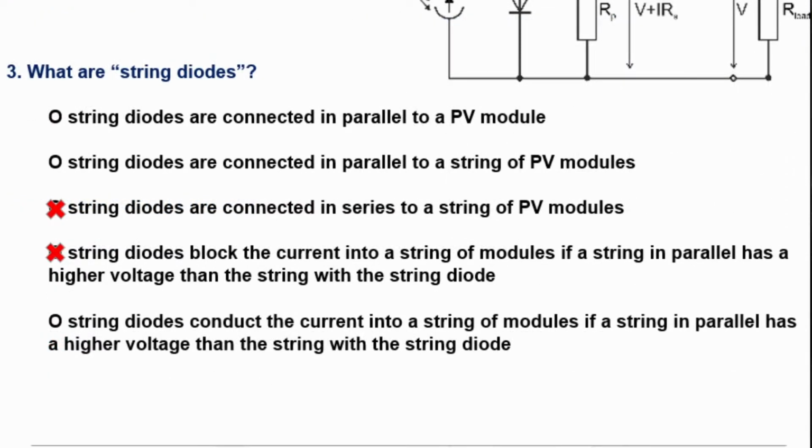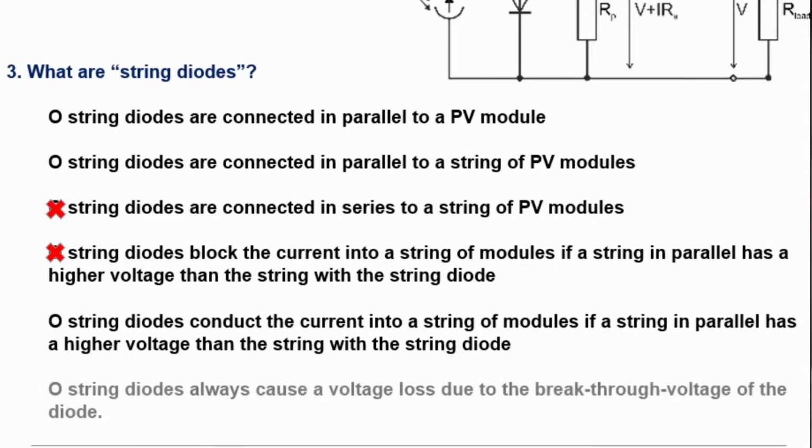String diodes conduct the current into a string of modules if a string in parallel has a higher voltage than the string with the string diode. No, we don't want that, so we don't have to cross that.